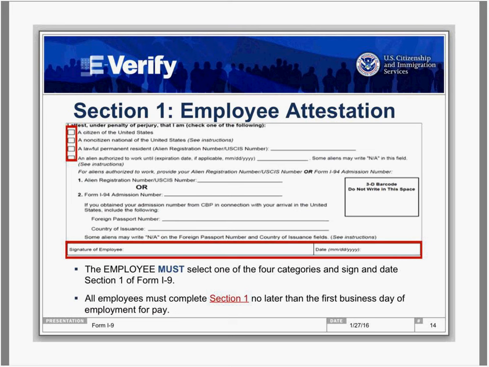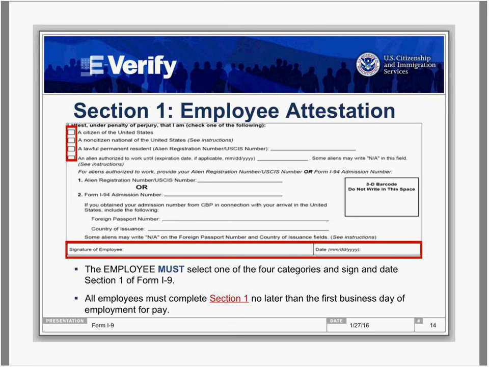You see in the highlighted red rectangle block the signature of the employee and their date. Once again, you see that 2-digit month, 2-digit day, 4-digit year format. But as I stated a while ago, as long as the date is easily recognizable, they're good to go. The last comment on this slide. Let's talk about that. The employee always must complete Section 1 no later than the first business day where they start working for pay.